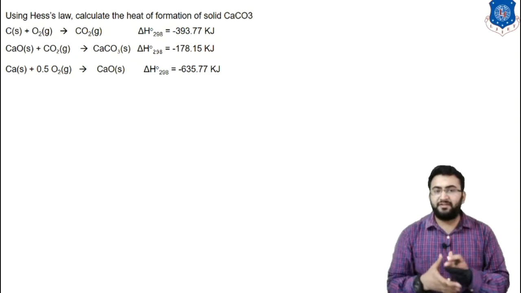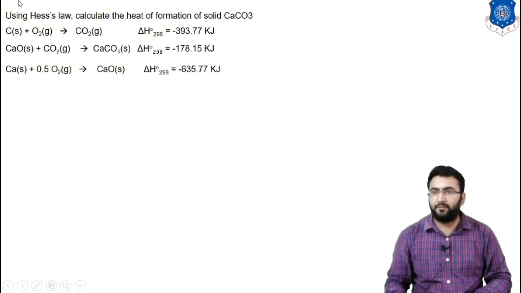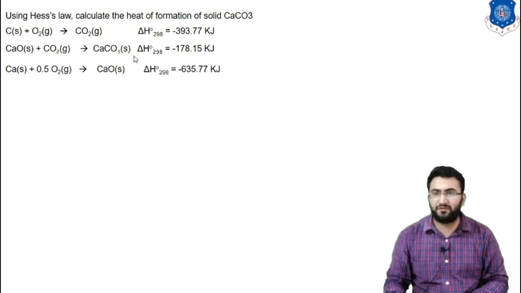So now let's calculate the second numerical based on Hess law. In this numerical, it is given to calculate the heat of formation for solid CaCO3. So we have to find out the heat of formation for CaCO3. This equation becomes the main equation. What are the reactants for this reaction? The reactants are CaO and CO2.